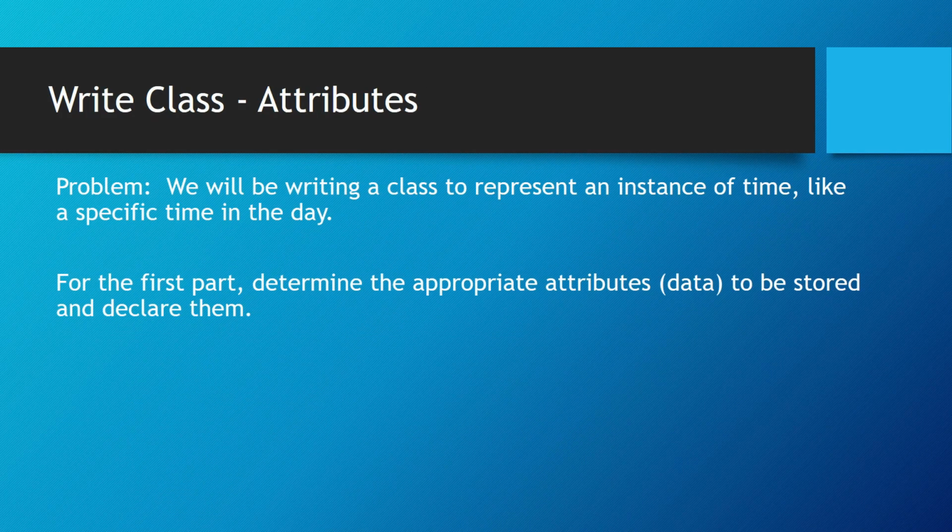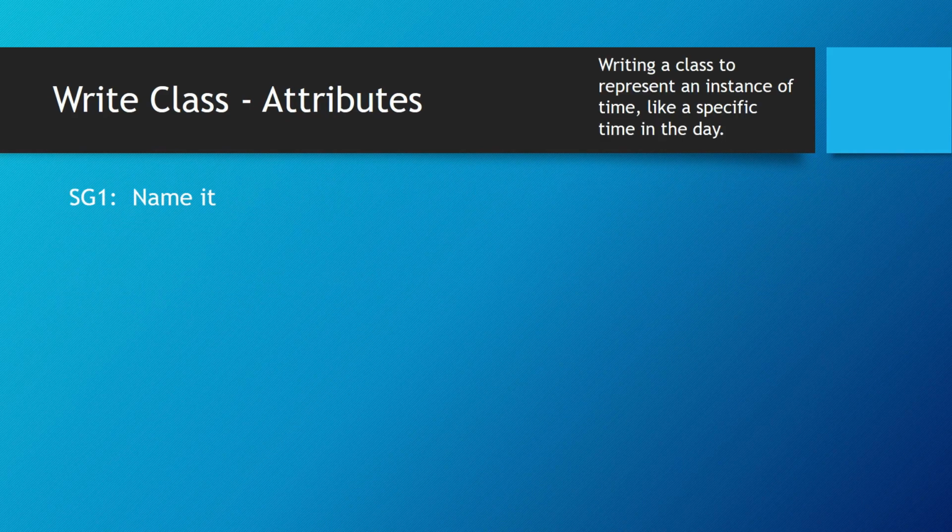We will be writing a class to represent an instance of time, like a specific time in the day. For the first part, determine the appropriate attributes, or data, to be stored and declare them. For subgoal 1, we name the class. We will call the class TimeType. Notice that TimeType is capitalized, as most classes in Java begin with a capital letter.